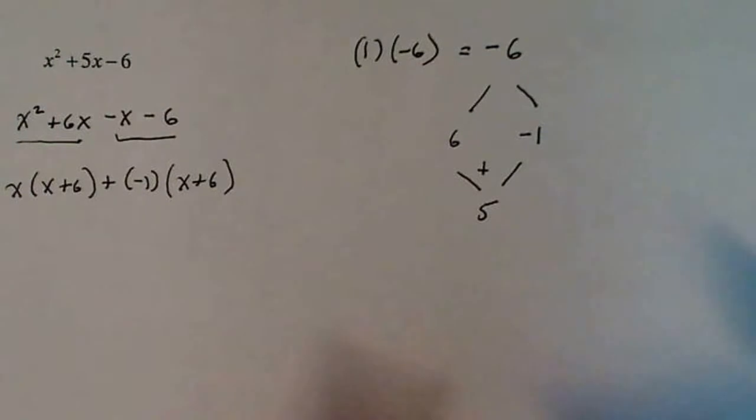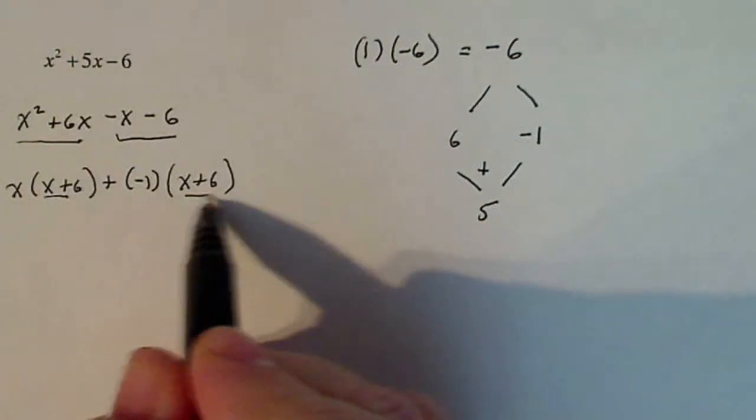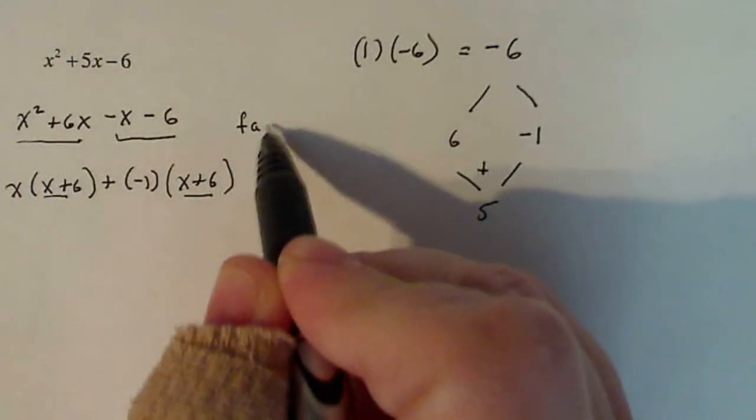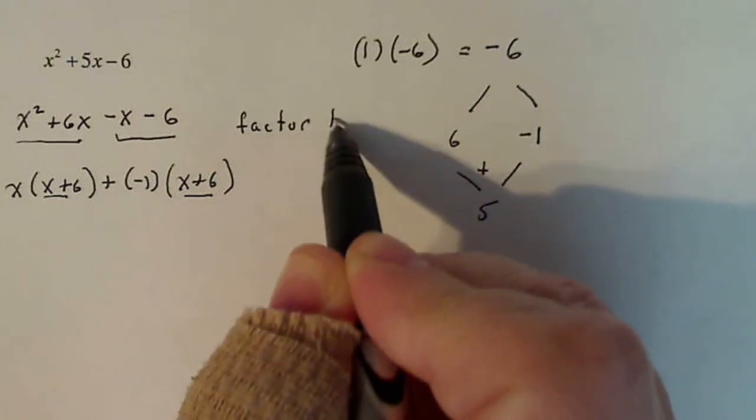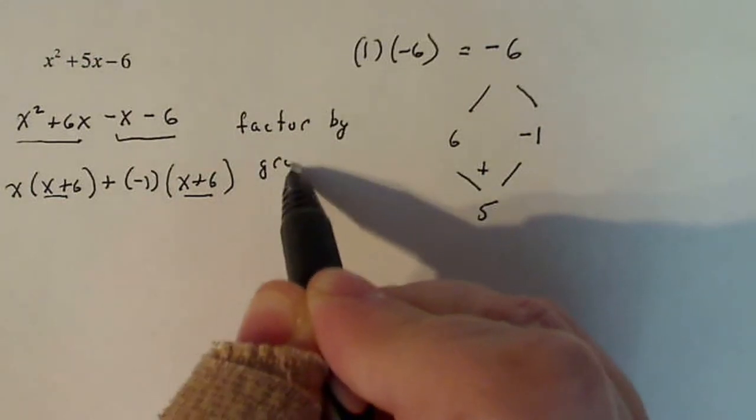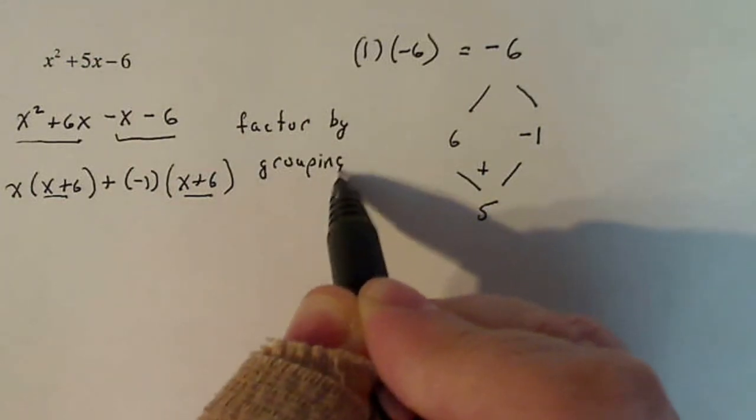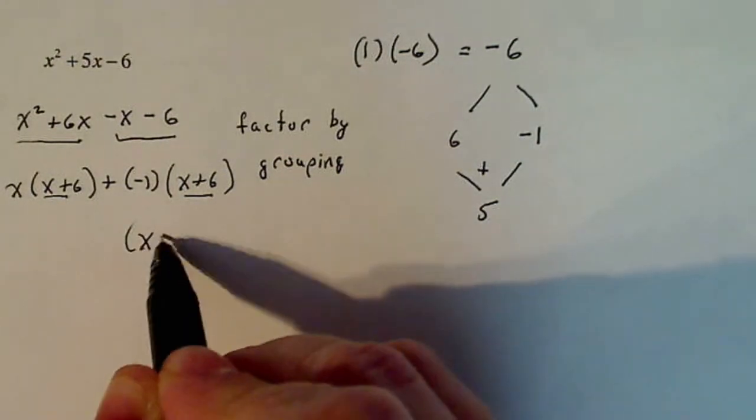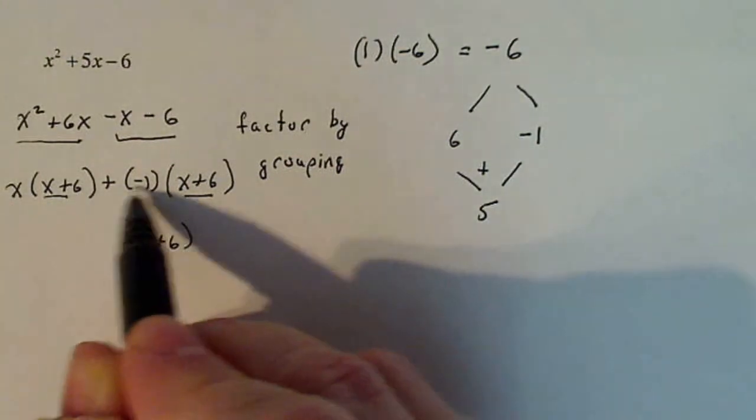So if I do that, notice that these match, which is what we want. Because again, what we're doing is factoring by grouping. Factor out the x plus 6. And what's left is x minus 1.